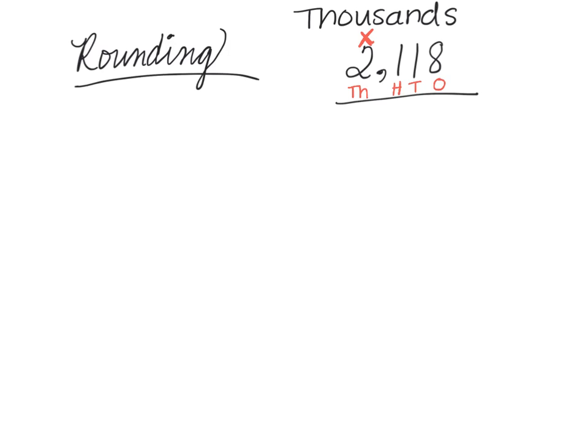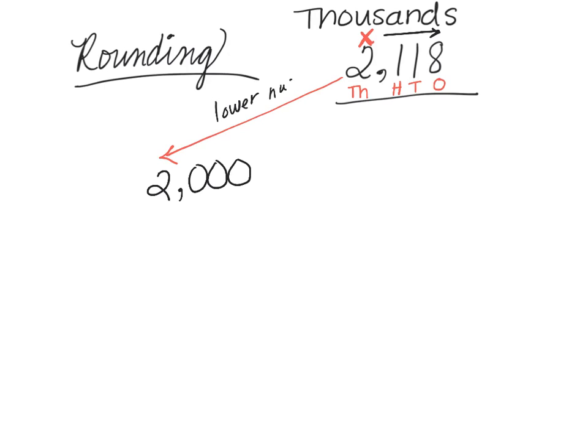So watch this. In order to figure out the numbers that I could round to, I'm going to take this digit 2 and I'm going to make every digit to the right of it 0. So instead of 118, I'm going to have 2000. This is going to be the lower number that I could round to.